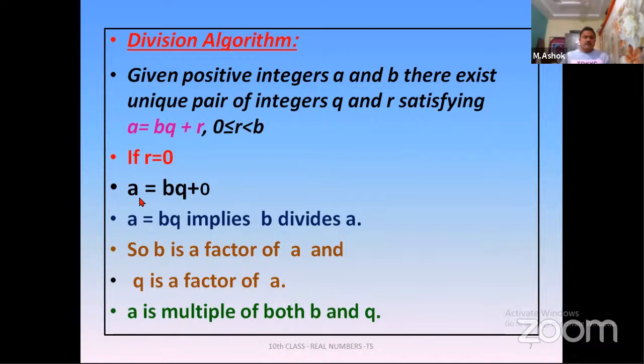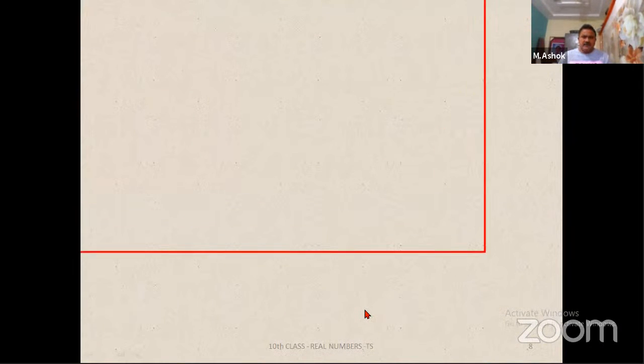For example, let us assume 12 is equal to 3 into 4. So 3 and 4 are factors of 12, and 12 is a multiple of 3 and 4. In the same way, A is equal to BQ implies B divides A, B is a factor of A, Q divides A and Q is a factor of A, and A is a multiple of both B and Q. Okay, basing on this, we will discuss the next topic.